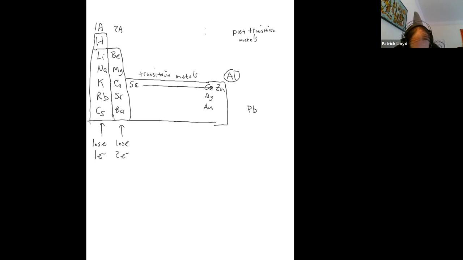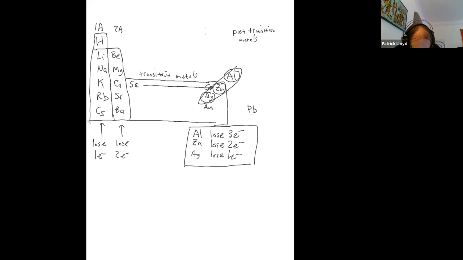One is, in general, aluminum will lose 3. Zinc will lose 2. And silver will lose 1. So I just recommend memorizing these three: aluminum 3, zinc 2, silver 1. They actually make a little pattern here: 3, 2, 1. So those three. And then remember that the first column, they lose 1, and the second column, they lose 2.